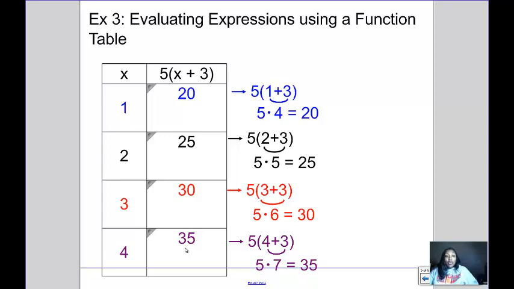So the main thing that you want to remember is when you're evaluating an expression, that means they're going to tell you what the variable is equal to. And once you know what the variable is equal to, in order to solve or simplify the expression, all you have to do is, say it with me, plug it in, plug it in.